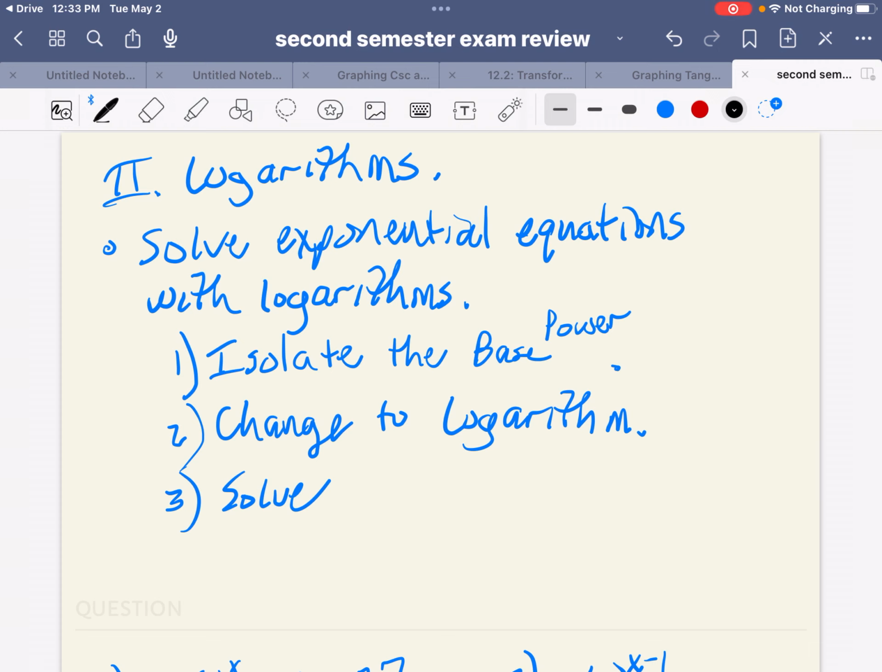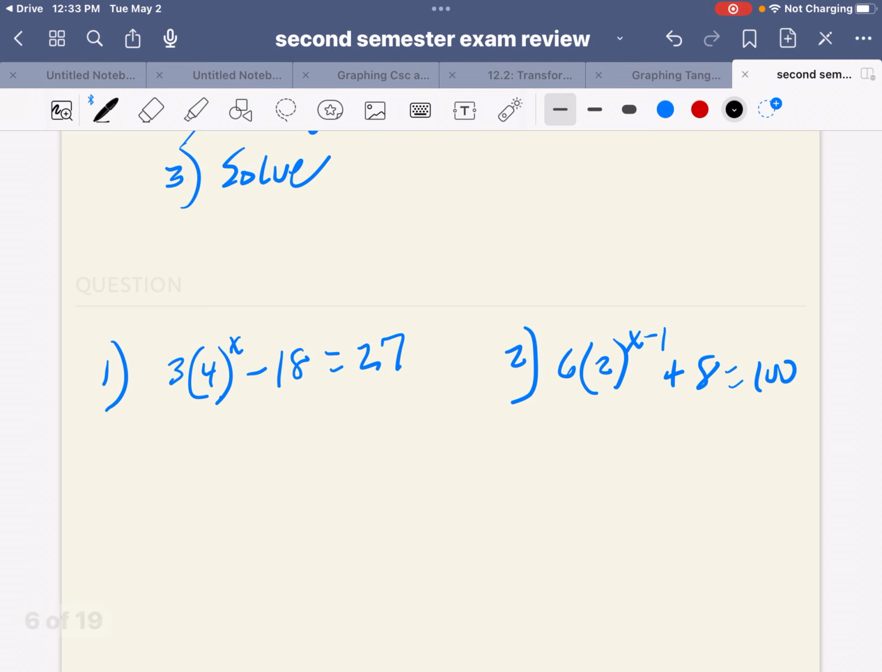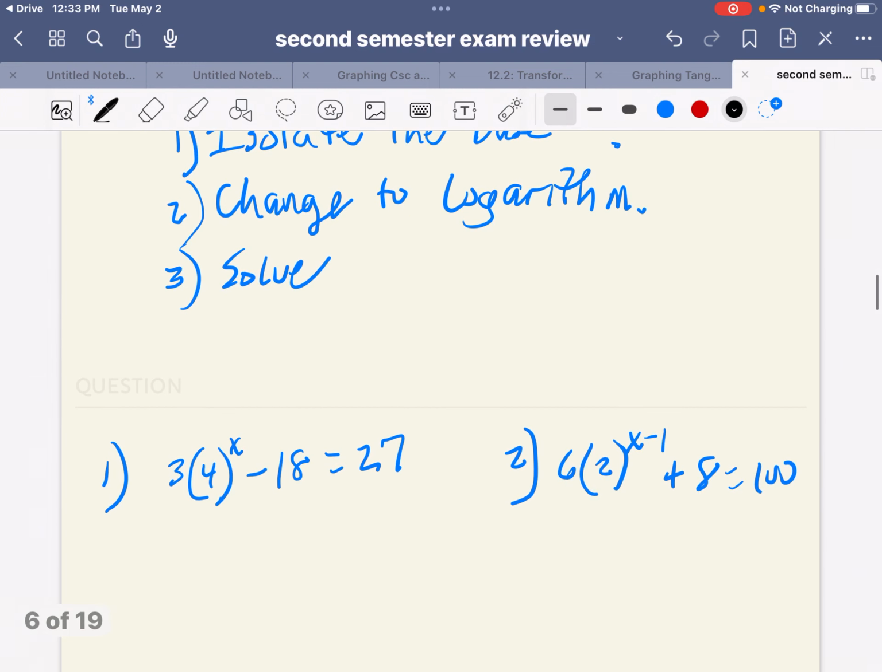In order to solve an exponential equation using logarithms, step 1, isolate the base to the power. Step 2, change to a logarithm. Step 3, finish using algebra to solve for x. So let's see if you remember this. Example number 1 on the left, 3 times 4 to the x power minus 18 equals 27. Step 1, isolate the base and the power. So what that's saying here is that I'm trying to isolate the 4 to the x.